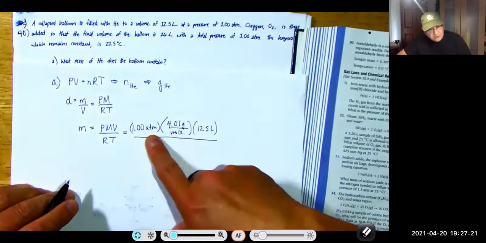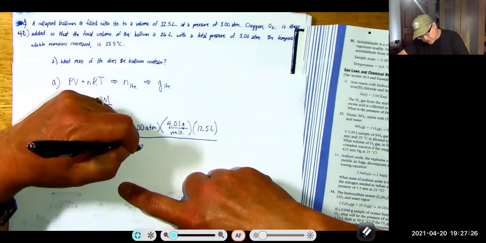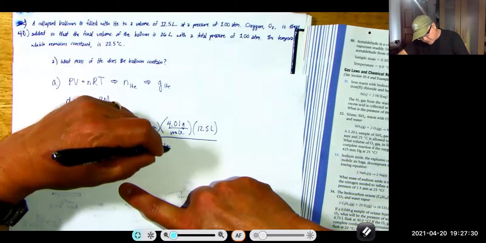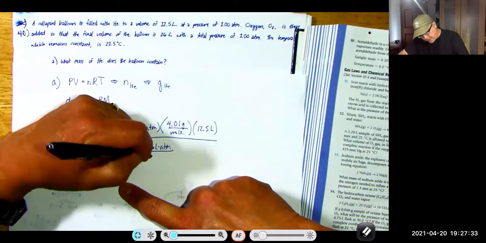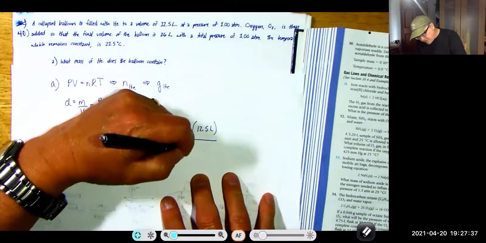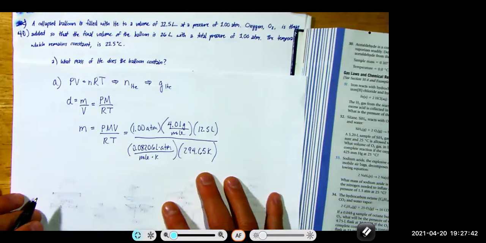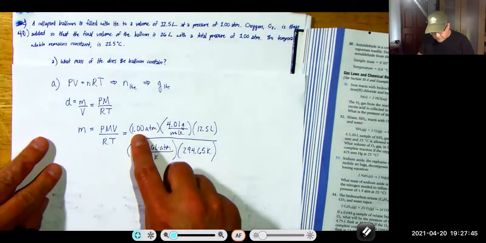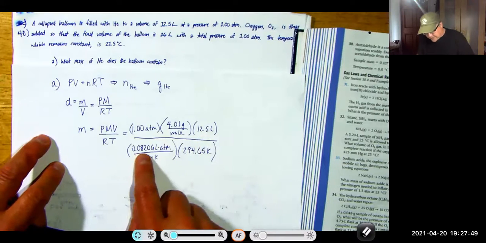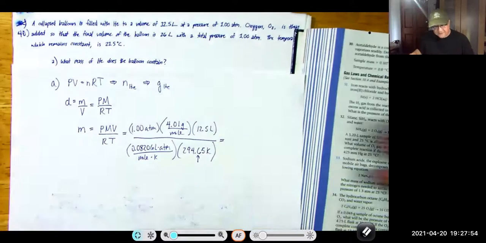The R, we want to use the one with atmospheres in it. So that's going to be 0.08206 liters atmospheres per mole per K. And for the temperature, we said it was 294.65 K, right? Okay, we can see that the 1 atmosphere is 3 sig figs, the 4.01 is 3 sig figs, the 12.5 is 3 sig figs, this is 4 sig figs, and this one is actually 4 sig figs, so we get 3 sig figs for this answer.